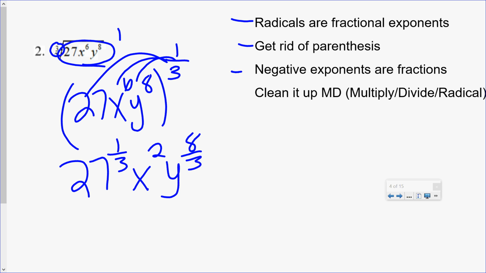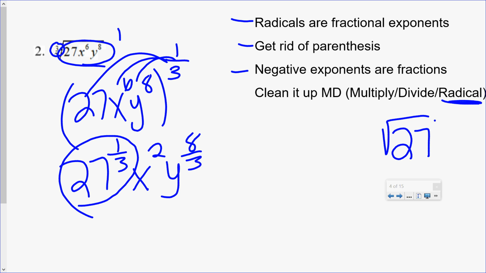Negative exponents are fractions. No negative exponents. Clean it up, MD. There's no multiplication, there's no division, but I can deal with the 27 to the 1/3 power. Ideally you can do it mentally. Ideally you know that the 1/3 power is the cube root. But if you want to do it off to the side, power over root, cube root of 27 is 3 to the 1st, which is 3.